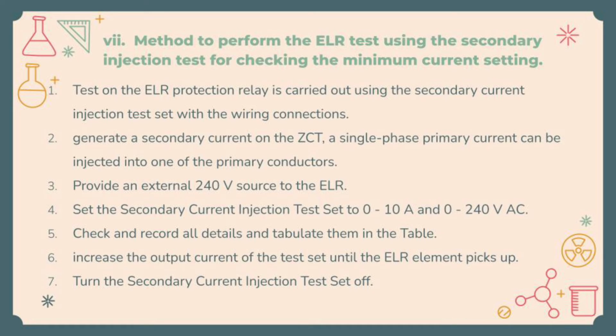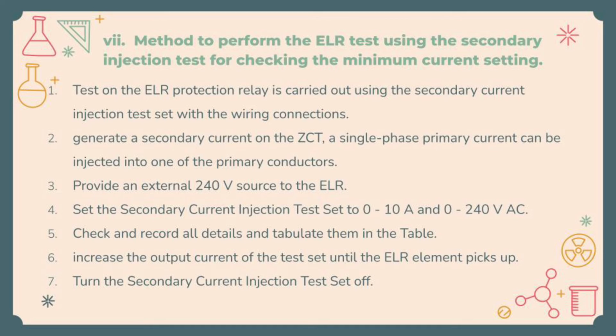The question is the method to perform the ELR test using the secondary injection test for checking the minimum current setting. First of all, the test on the earth leakage relay ELR protection relay is carried out using the secondary current injection test with the wiring connection. In order to generate a secondary current on the ZCT, a single-phase primary current can be injected into one of the primary conductors before performing the test.